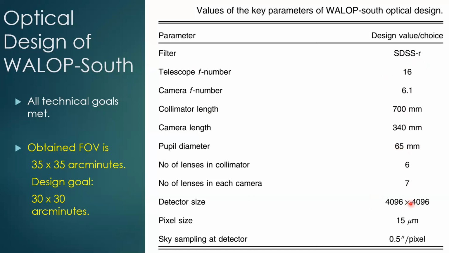And the detector is a 4K by 4K detector with 15 micron pixel size. And each pixel covers a sky of 0.5 arc seconds. And the key message that I want to give to you through this slide is that we have met all the technical design goals for the optical design. In fact, while the design goal was 30 by 30 arc minutes, with the optical design of Wallop South, we have been able to achieve 35 by 35 arc minutes field of view, which gives us around 35 to 40% more sky coverage, which will help improve the efficiency of the whole survey.